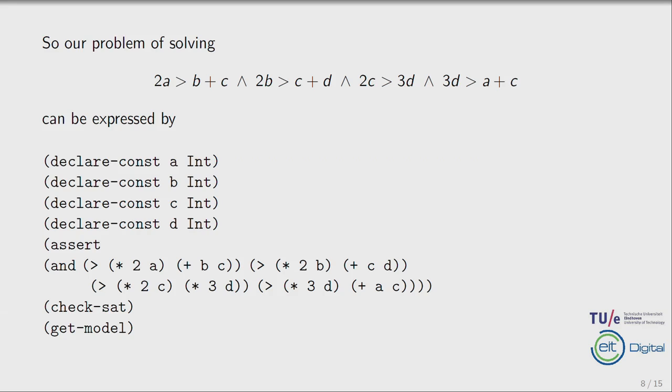formula. First we have the declarations of a, b, c and d, all being integers. Next we have the assert of the whole formula, which is an AND of the four requirements, each expressing such an inequality. Then check-sat and then get-model.